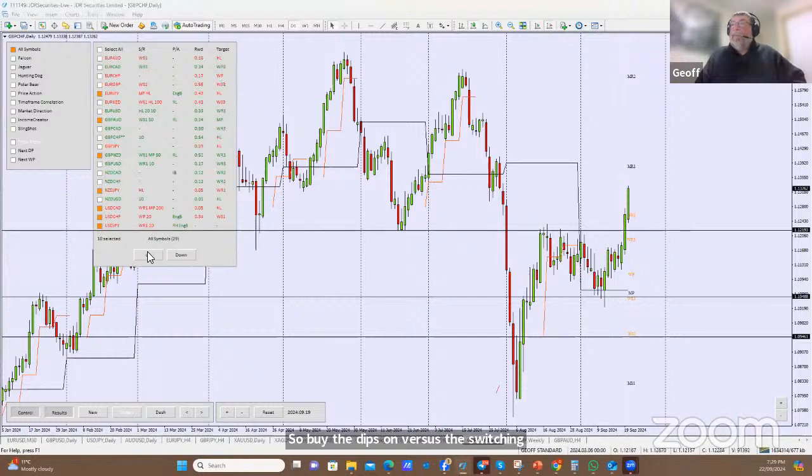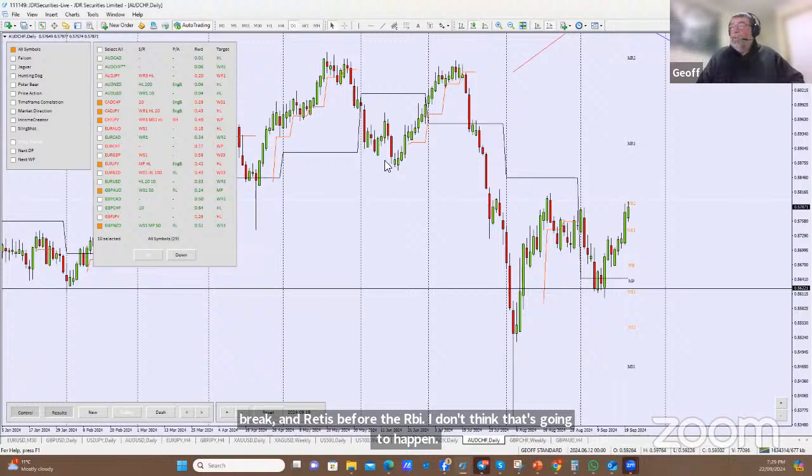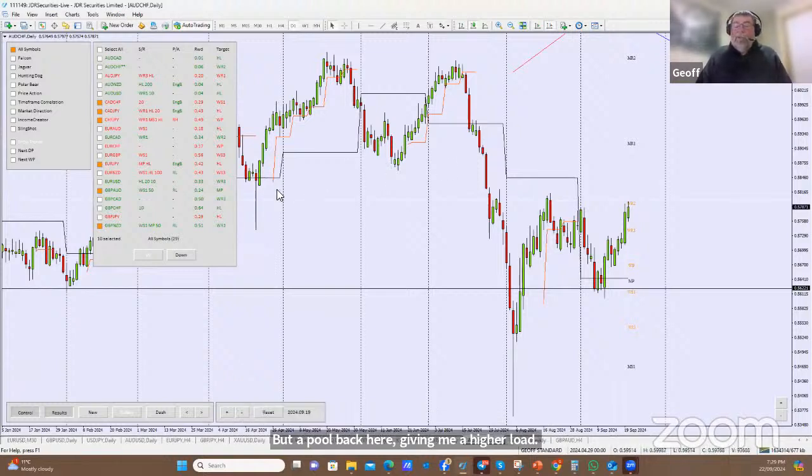Aussie versus the Swissy. As I said, it's going to be dependent on the RBA. But if you want to get into it early and get ahead of the RBA, then I think that's entirely possible as well. However, you are at a resistance level. Love to see a pullback off here. In fact, I'd love to see a break and retest before the RBA. I don't think that's going to happen. But a pullback here, giving me a higher low. I think Aussie Swissy is one that I want to follow. So, dollar CAD, Aussie Swissy, pound Swissy. But remember, the Aussie is going to be dependent on the RBA. I think they're three to follow.